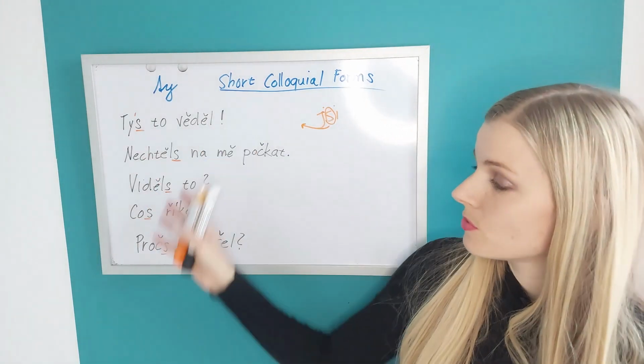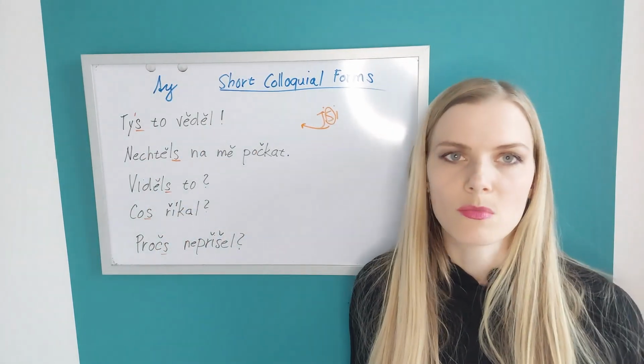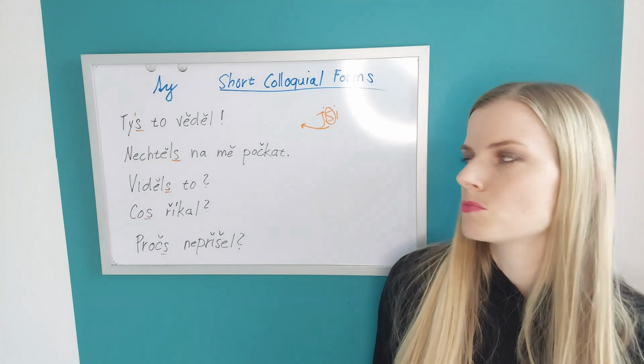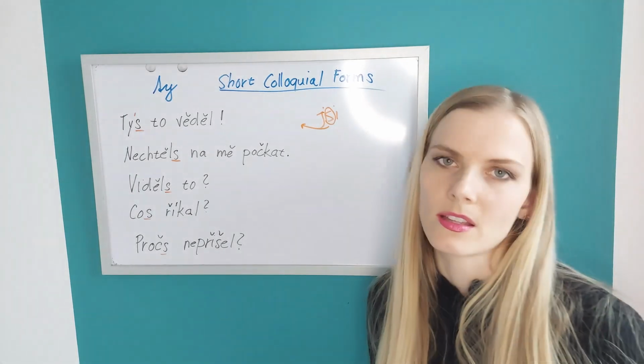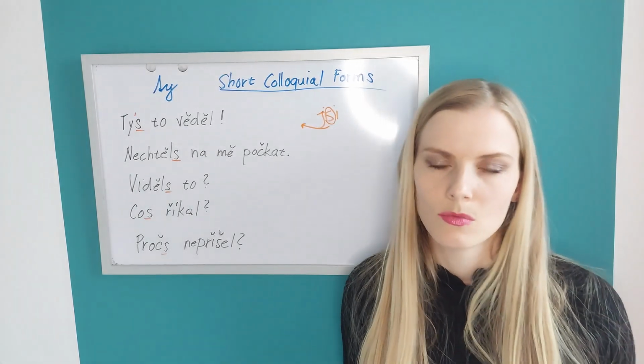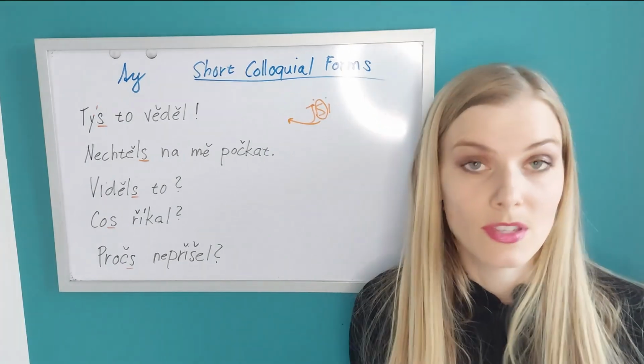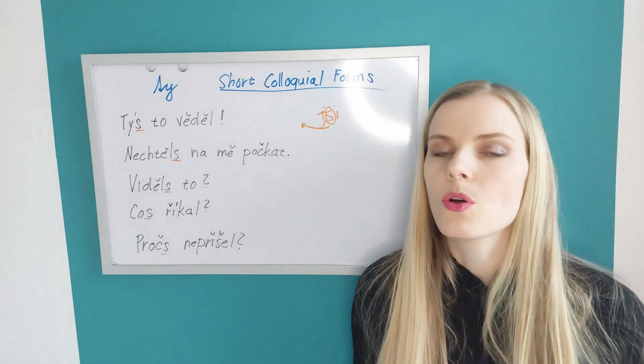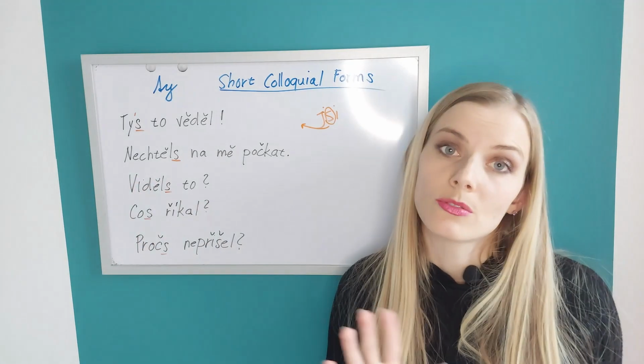I use these forms all the time. When I speak to my family and friends, I would probably not say viděla si to, viděl si to. I would more likely say viděl jsi to, viděla jsi to. I give you examples only with the verbs that are not reflexive.